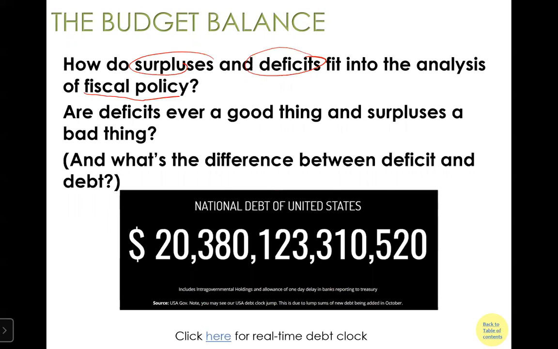So to start, let's look at the national debt of the United States, because the debt is going to link closely with deficit, right? And if you click this link here, you should see the real-time number, right? So this real-time number is much bigger. Oh, by the way, this is total national debt, right?